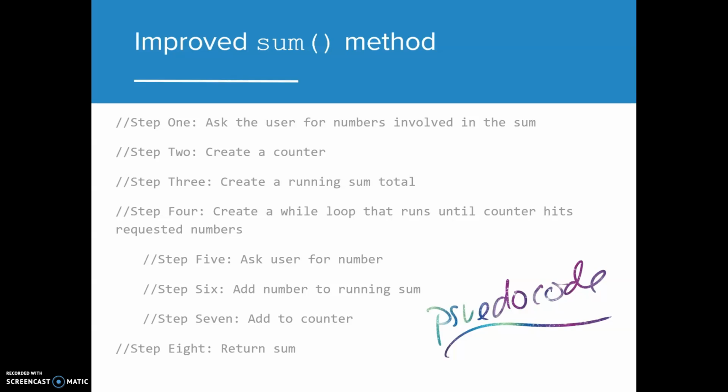So we're going to ask the user for the numbers involved. We're going to create a counter. We're going to create a total. We'll make our while loop. Notice that these steps are indented. That's because they all occur within the while loop. Ask for a number, add to the sum, add to the counter, continue. And keep on doing this until you have added all the numbers you need, and then when you're all done, you return your sum.